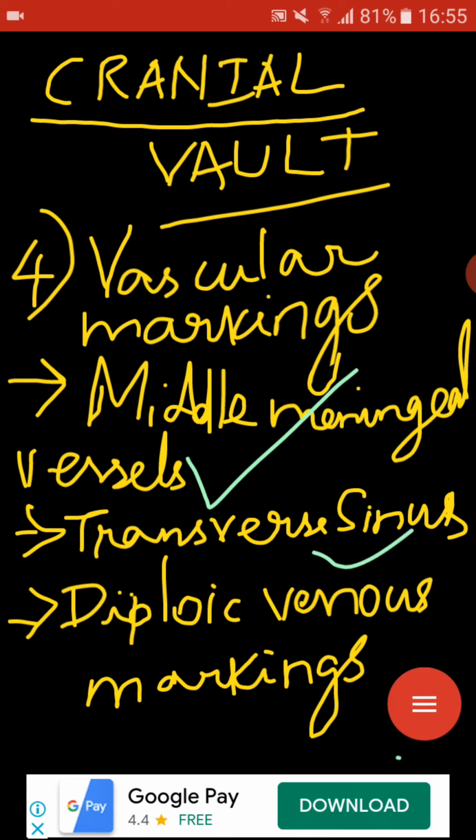Then next, transverse sinus, it is seen as a curved dark shadow, convex upwards. It extends from the internal occipital protuberance to the petrous temporal. Then diploic venous markings, these are seen as irregularly anastomosing worm-like shadows produced by 4 veins: the frontal veins, anterior temporal veins, posterior temporal veins and occipital diploic veins. So these diploic venous markings become more prominent in case of raised intracranial pressure.